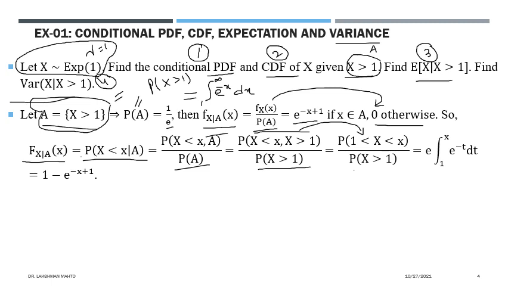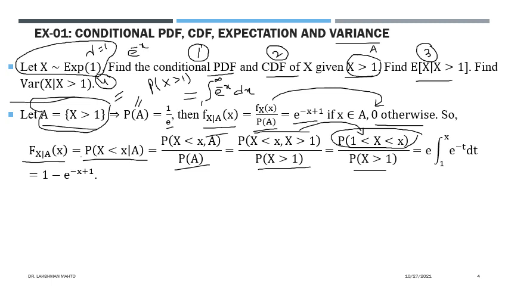So we know the probability of this event A. What is that? It is 1 by e. So 1 by e we can substitute here. It will go to the numerator, it becomes e. Now our job is just to find this probability. So how can we find this probability? We know the distribution. What is the distribution of this one? It is exponential, e to the power minus x.